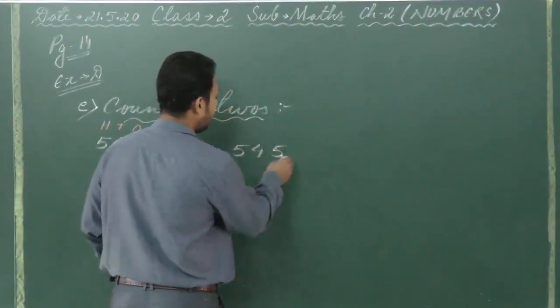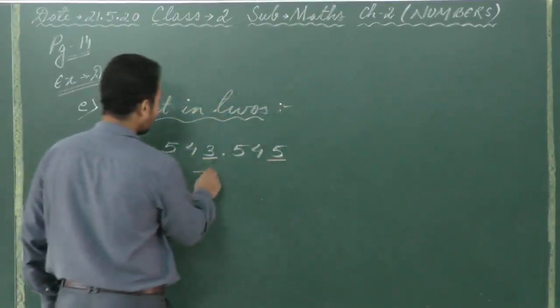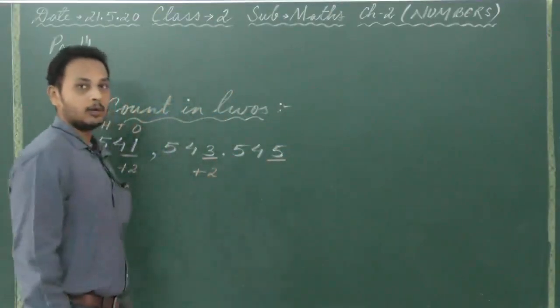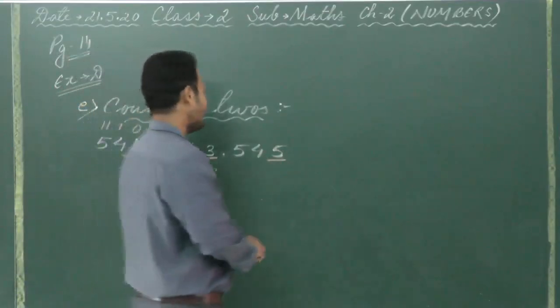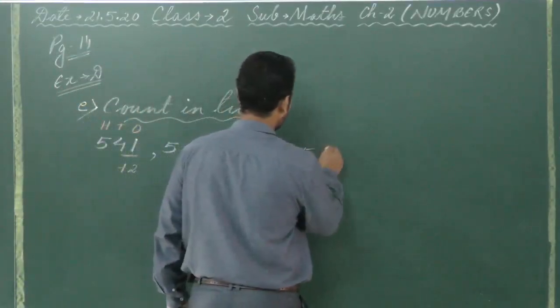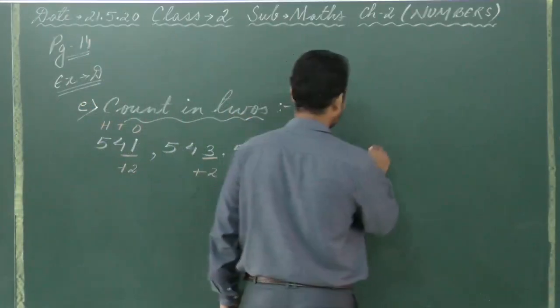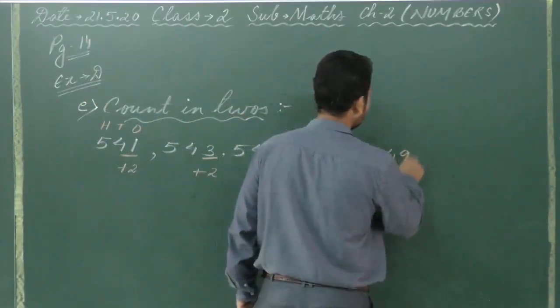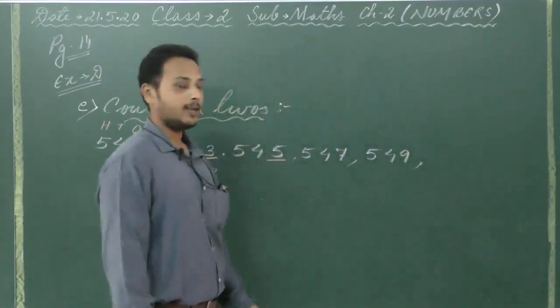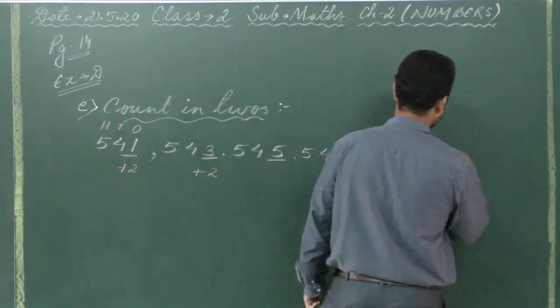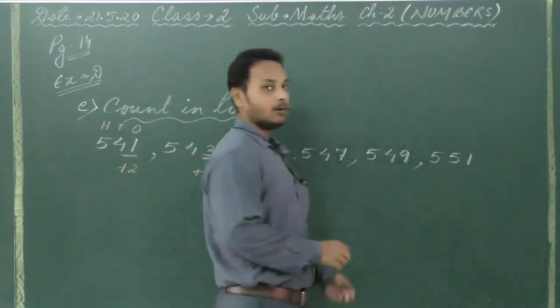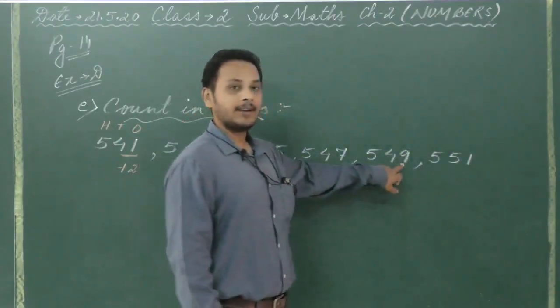Now why did we write 5 over here? Because in 3, when you add 2, what are we getting? 5. So 545. In the same way, the next number will be 547. Then 549. Okay? After this comes 551. Now when you look over here, we have 9.